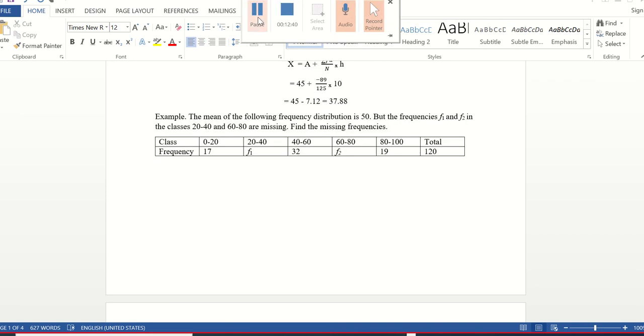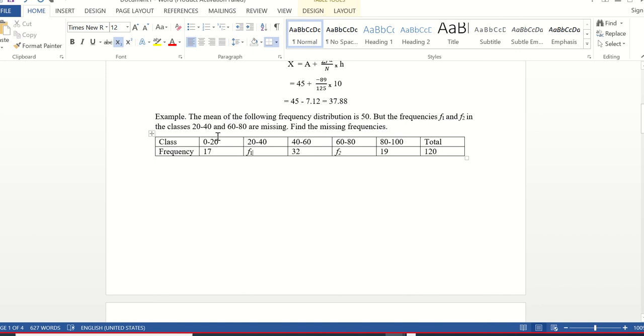So here we have our next question. The next question is, the mean of the following frequency distribution is 50, right? So the mean value is already given to you in this question, that is 50. But the frequencies f1 and f2 in the classes 20 to 40 and 60 to 80 are missing. So here you can see two frequencies are missing, 20 to 40 and 60 to 80, right? So we need to find the missing frequencies here.